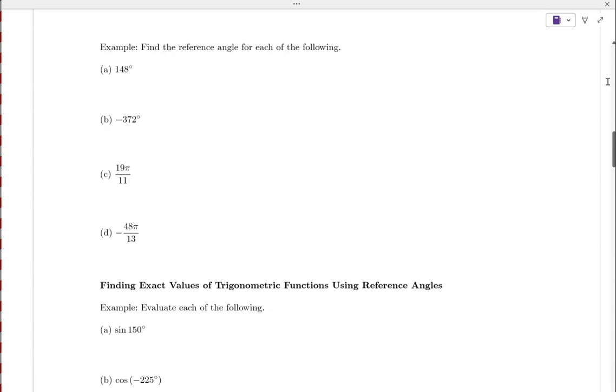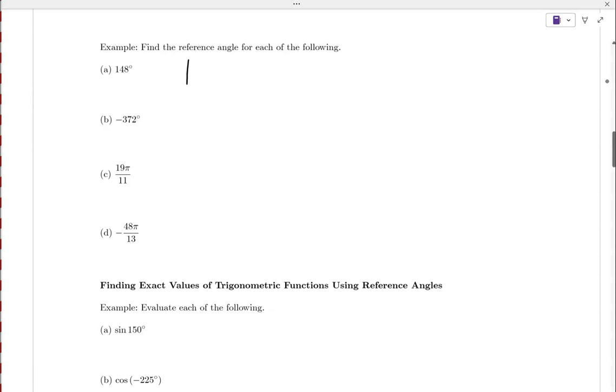Okay. So the first thing we're going to do is just compute some reference angles. And then we'll use reference angles in the next one to figure out exact values. So let's just see if we can find the reference angle by what I mentioned. So the first problem here is asking us to find the reference angle for a 148 degree angle. I think it's helpful here to draw a picture and see what's going on, and then see if we can come up with a general rule later on. Okay.